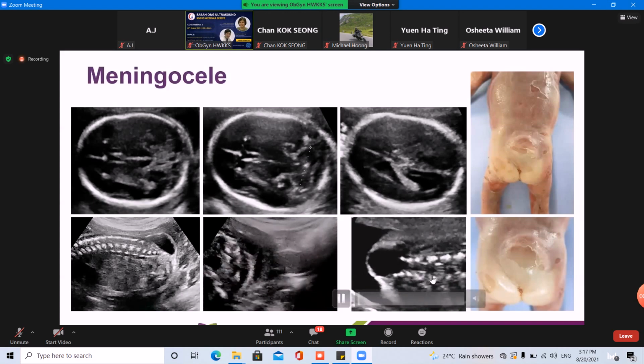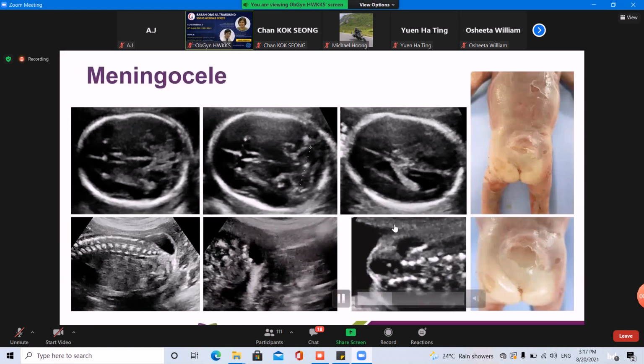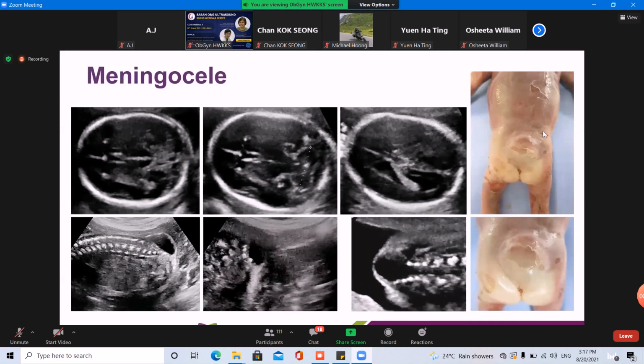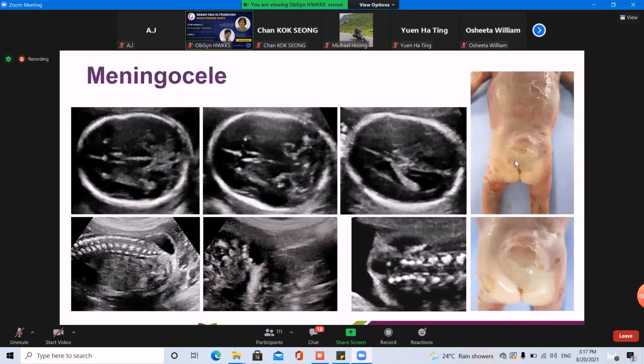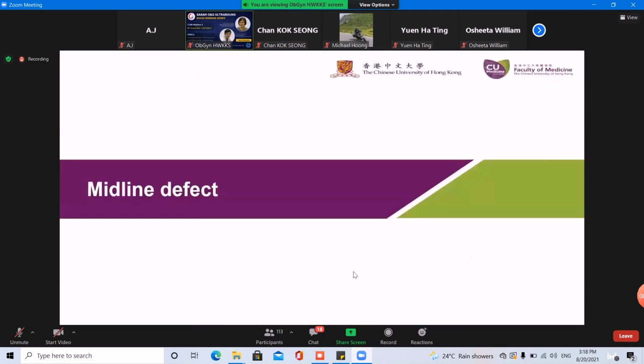And then there is a cystic mass here. And in the coronal section, you can also appreciate the cystic mass, and you can also appreciate how the posterior elements splay out. And this is the fetus here, the abortus. You can see a skin-covered mass, but you don't know what is inside. So this is the cystic mass, and this is the posterior elements splaying out.